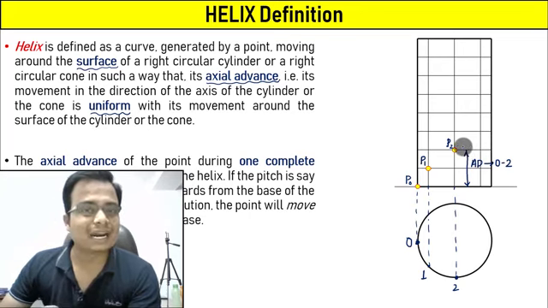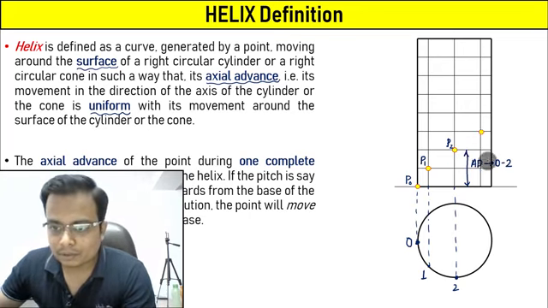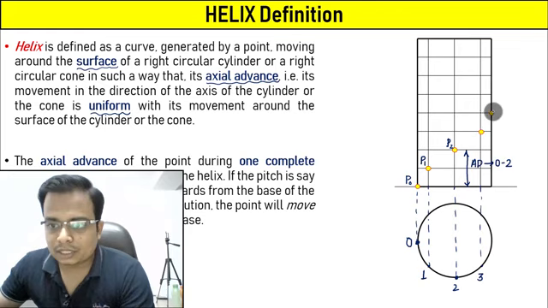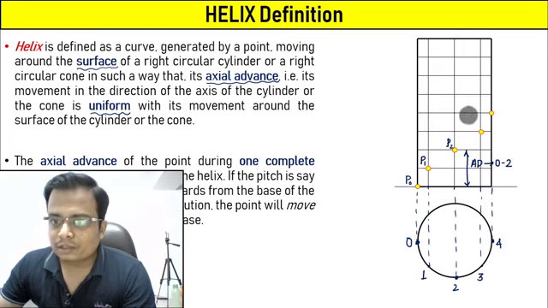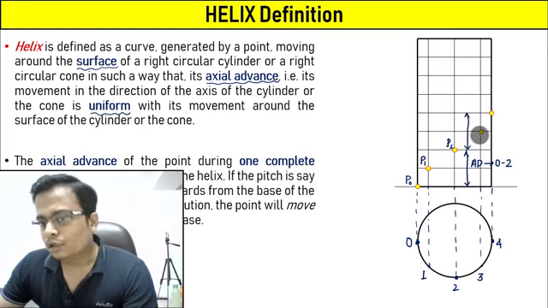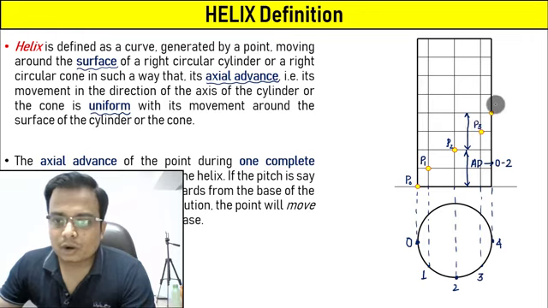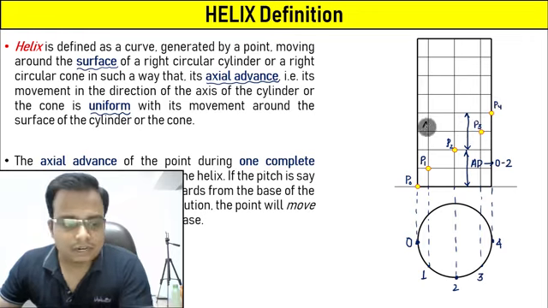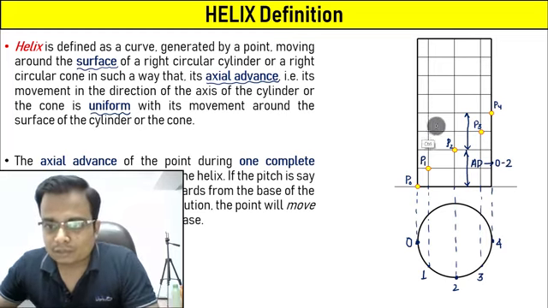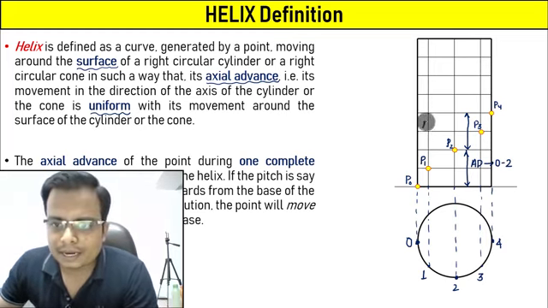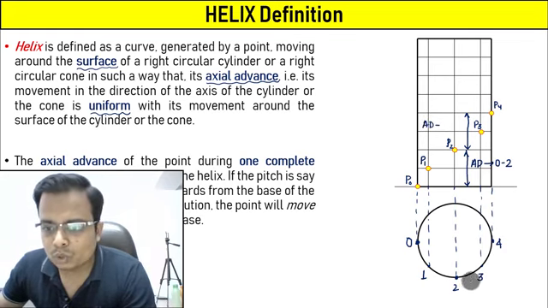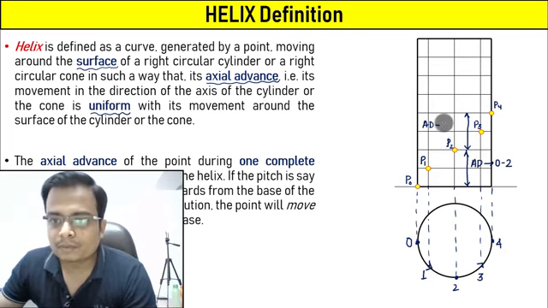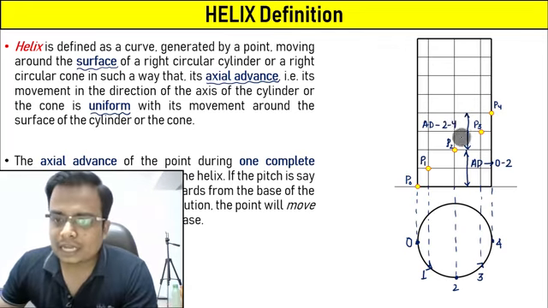In the same manner, the point is going to move further around the cylinder in this way, and its corresponding top view will be here. This is going to be point 3, then it's going to be in this position, which is going to be called point 4. Again, if you take a careful look, this is another axial advance. This is P3 and this is P4. So this axial advance is from 2 to 4. Earlier the advance was from 0 to 2, now it is from 2 to 4.